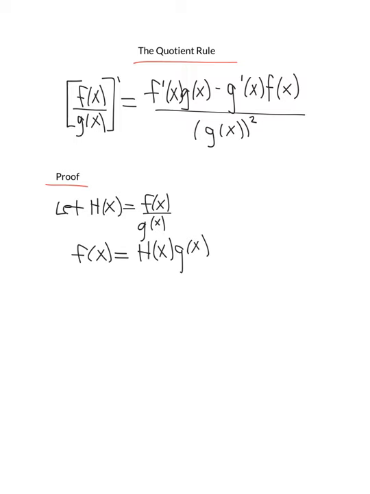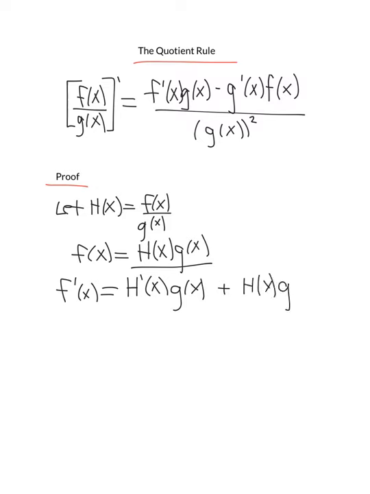Continuing on with this f of x equation, I am just going to find the derivative right now. Using my knowledge of the product rule, I'm able to find this derivative. So we know right away that the derivative of f of x is equal to the derivative of my first function times my second function, plus my first function times the derivative of my second function.